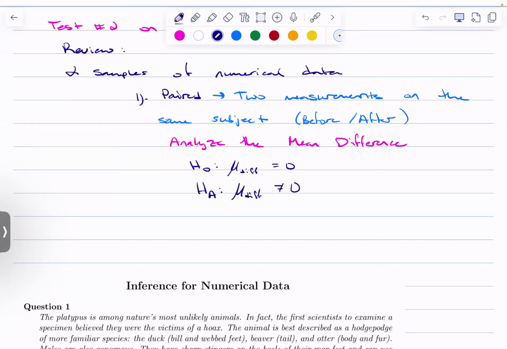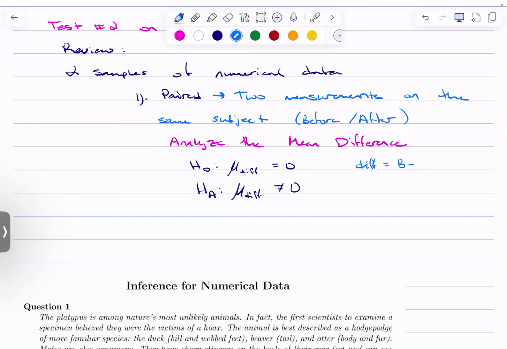you could have not equal to 0, right? Or maybe less than or greater than. You have to spend some time thinking about how you calculated the differences in that case. And so usually I make it a two-sided test for that reason for paired data, just because it's a little bit tricky, right? Because it depends on how you calculated the difference.